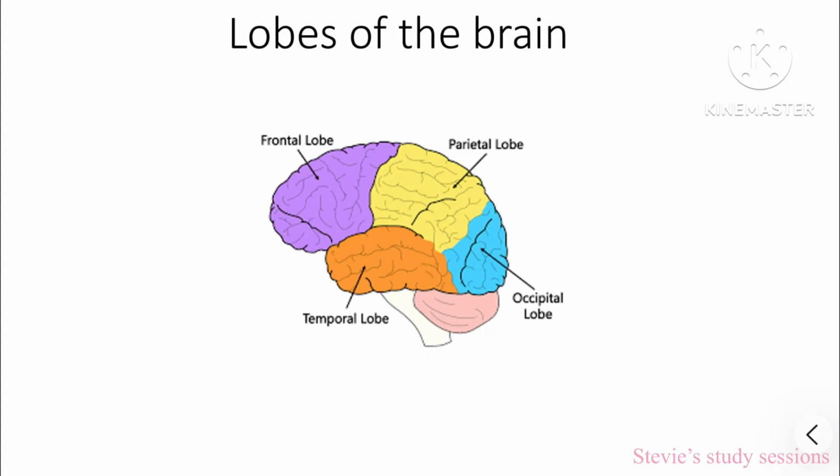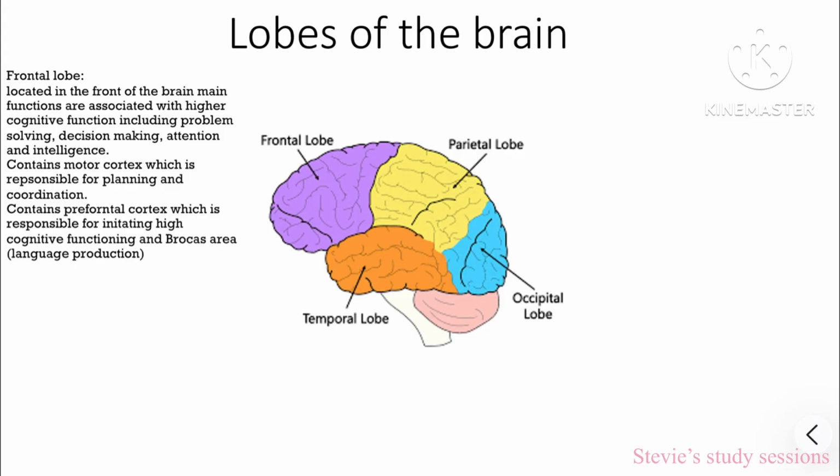So you definitely need to know about the different lobes of the brain, and you also need to know what is in the different lobes of the brain. For example, the prefrontal cortex is in the frontal lobe. The frontal lobe is located in the front of the brain. The main functions are associated with higher cognitive function, including problem-solving, decision-making, attention, intelligence. The frontal lobe contains the motor cortex, which is responsible for planning and coordination. It also contains the prefrontal cortex, which is responsible for higher cognitive function, and Broca's area, which is responsible for language production.